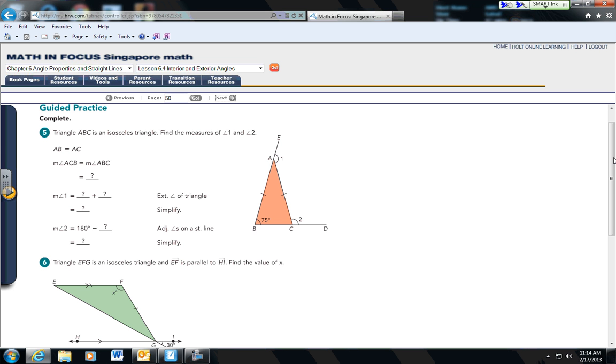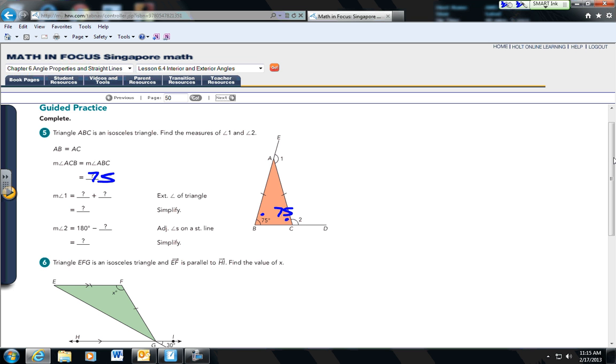So it says to find the measures of angle 1 and angle 2. So angle 1 is the exterior angle up there. Angle 2 is the exterior angle down there. Well, if we can find their interior angles, then we can figure out what those are because we know the interior plus the exterior has to equal 180. So look here, it says the measurement of angle ACB, that's this angle right here, is equal to ABC. ABC, it's that angle right there. So we know that that would be 75. So we can write that in there, that that angle is 75.